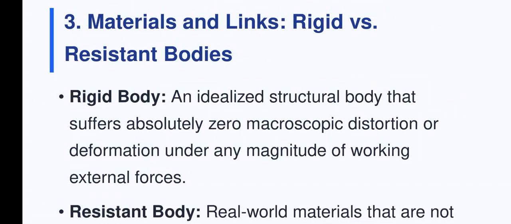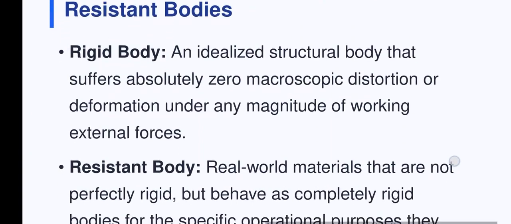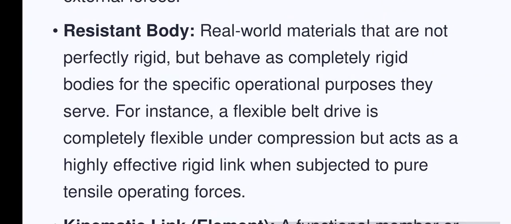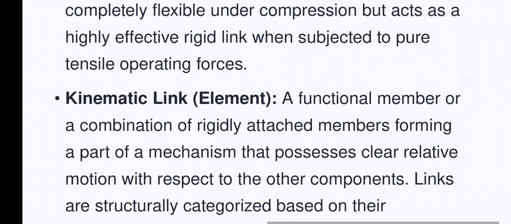Materials and links: rigid versus resistant bodies. Rigid body: an idealized structure that suffers absolutely zero macroscopic distortion or deformation under any magnitude of working external force. Resistant body: a real-world material that is not perfectly rigid but behaves as a completely rigid body for specific operational purposes. For instance, a flexible belt drive is flexible under compression but acts as a highly effective rigid link when subjected to pure tensile operating forces.